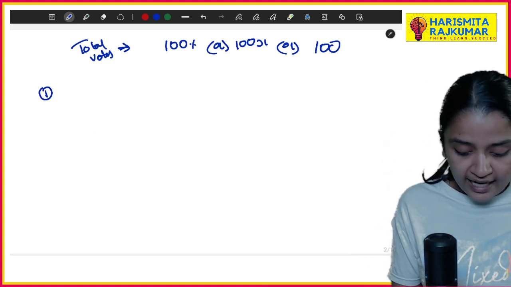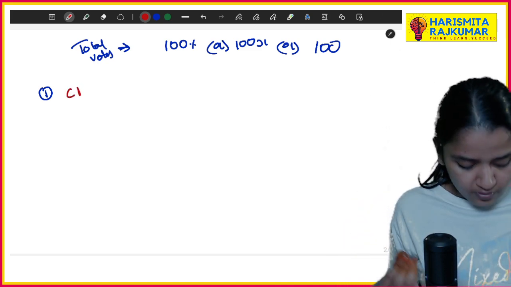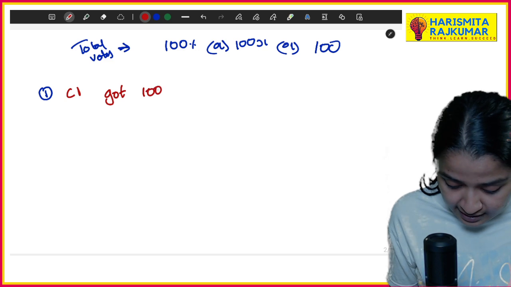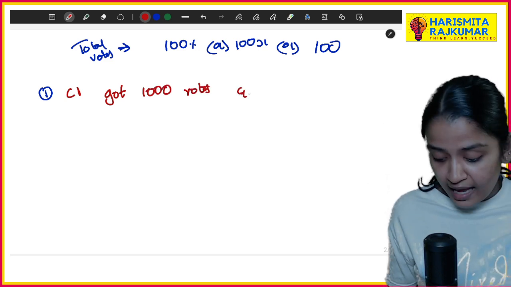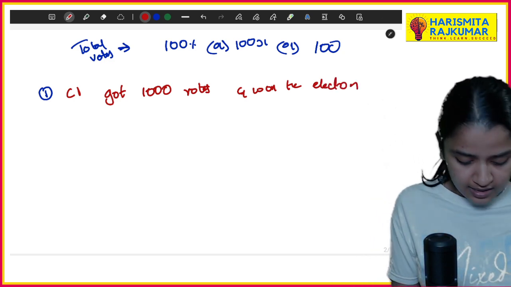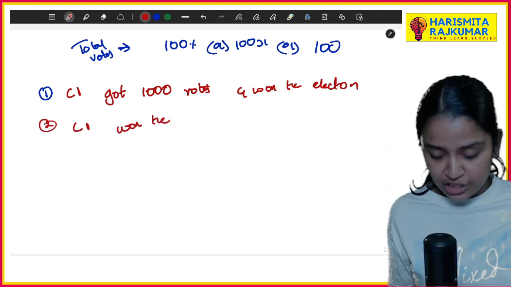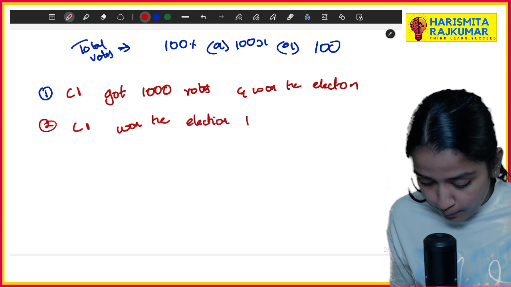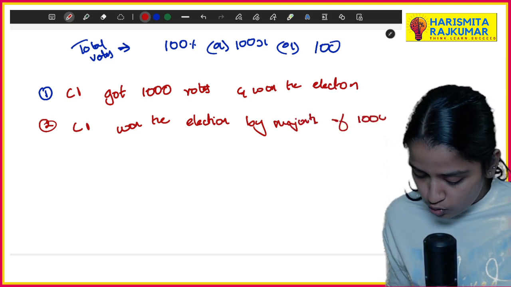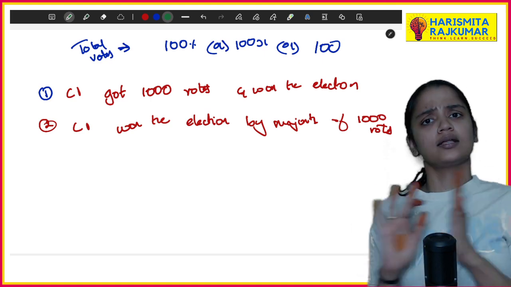So now let me tell you two statements. You have to tell me the difference. Candidate 1, let us keep C1. Candidate 1 got 1000 votes and won the election. So this statement is this one. Now, candidate 1 won the election by majority of 1000 votes. So the difference between the two, if you understood this, the whole concept is easy.